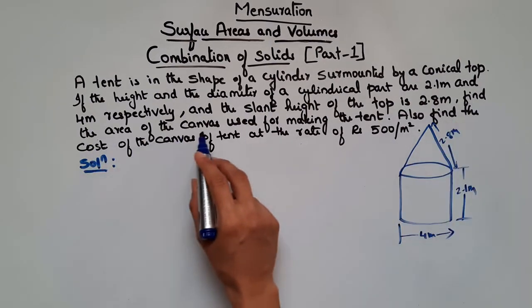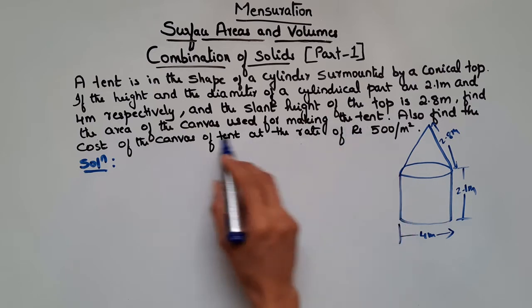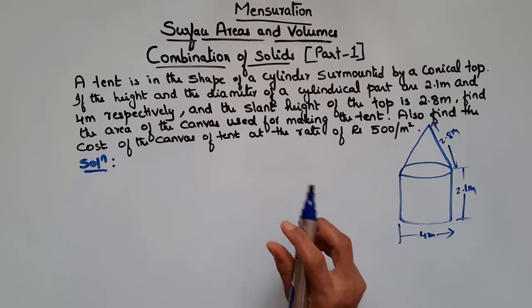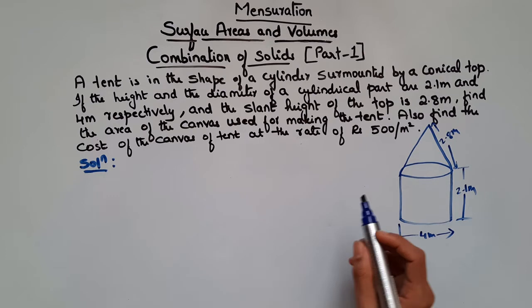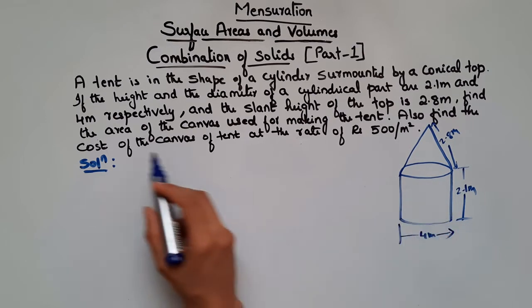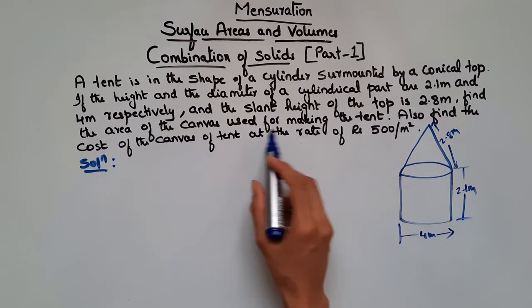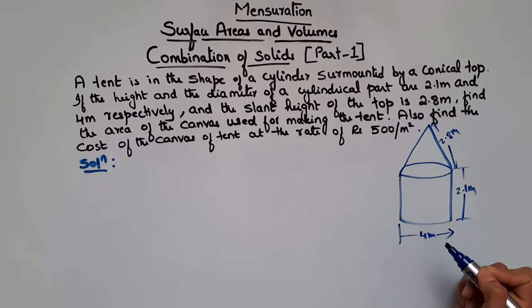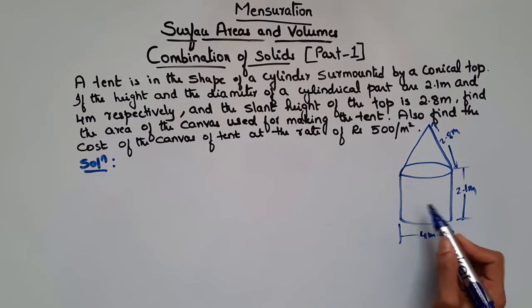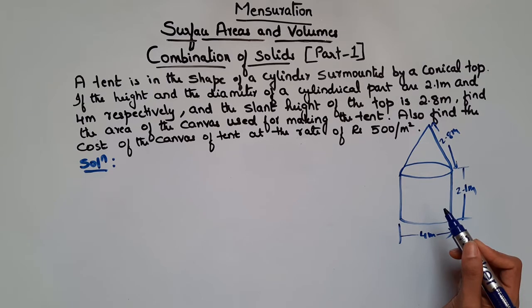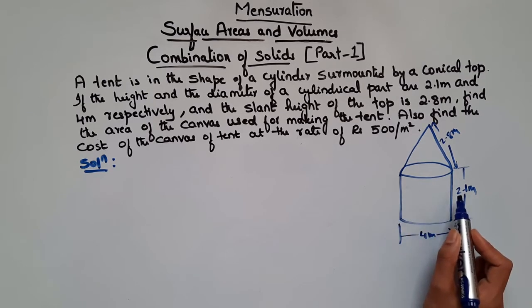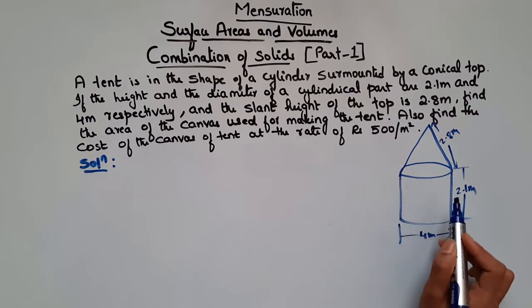Find the area of the canvas used for making the tent. Now what is canvas? Canvas is nothing but a cloth or the material which is used for making the tent. So here we have to find area of the canvas used for making the tent. Now if you see the diagram, where all do we need this canvas material? Around this cylinder part. That is the curved surface area of the cylinder.